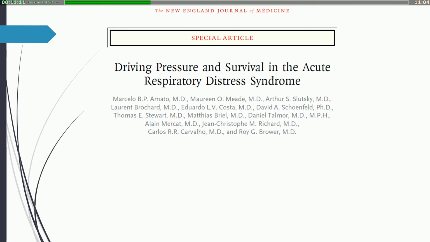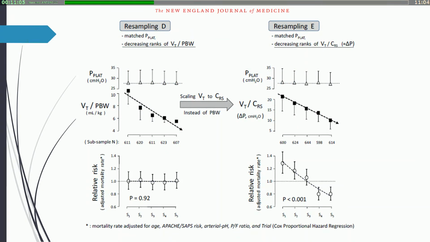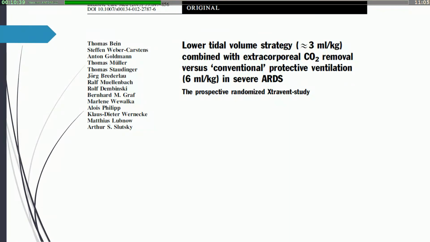Then this concept led also to a different way to look at things. And Marcelo Amato has proposed a variation of the visual angle, starting from the scaling of the tidal volume based on the body weight, or the ideal body weight, to the compliance. In other terms, the relationship between the tidal volume and the compliance, which is the delta pressure, the driving pressure. And so, changing this mentality, more and more we were addressing the idea that a small tidal volume could be one of the best solutions in this case.